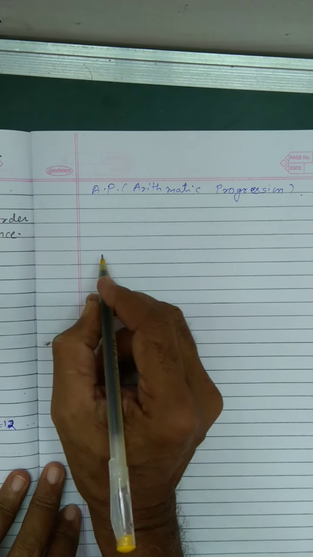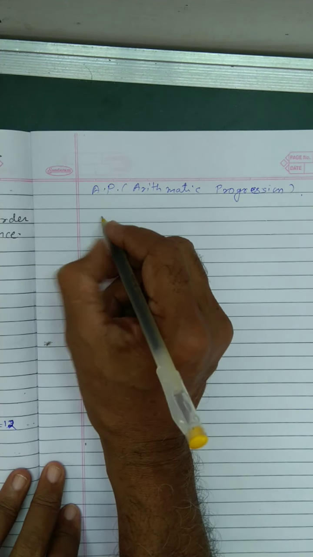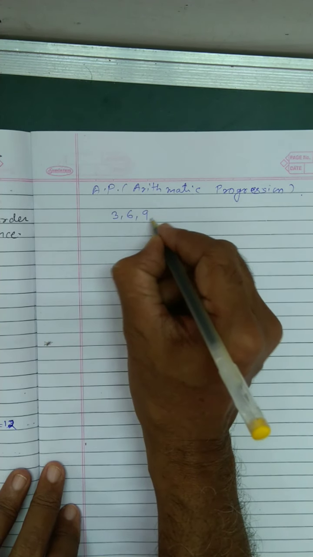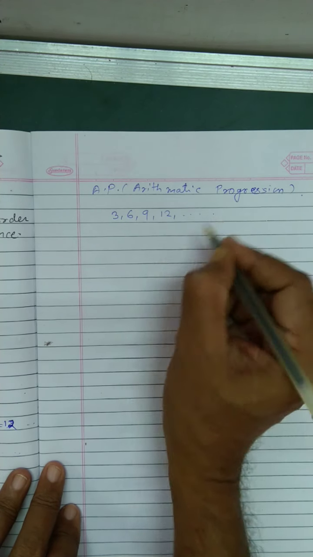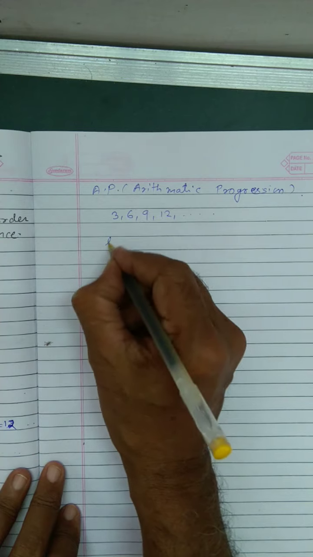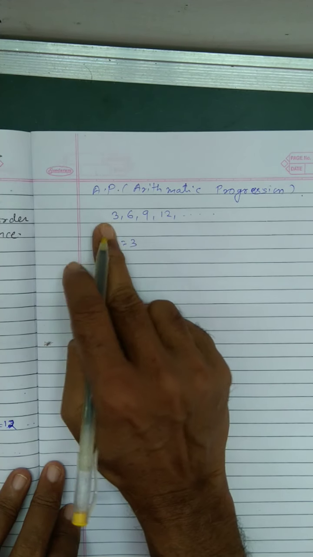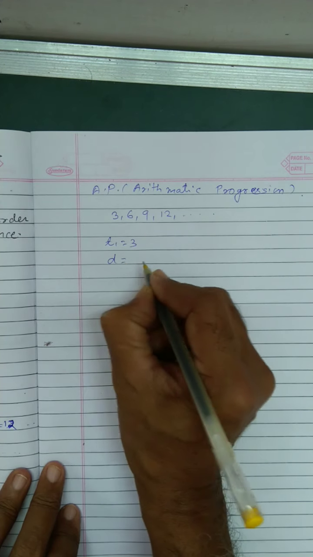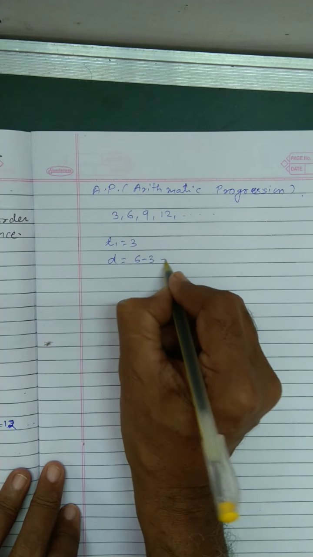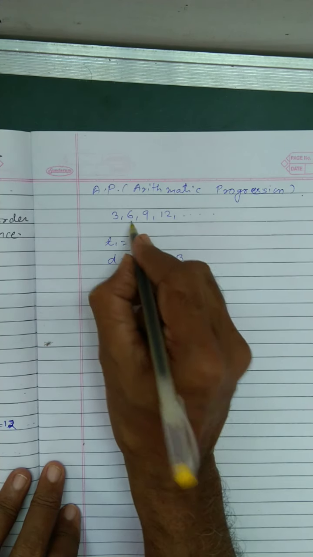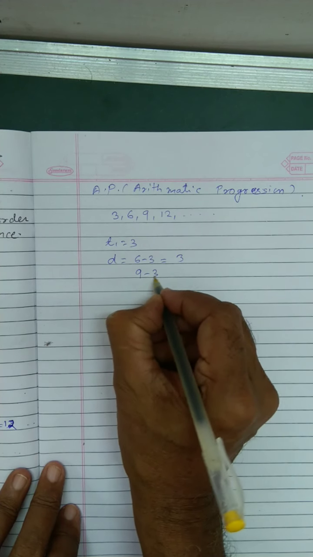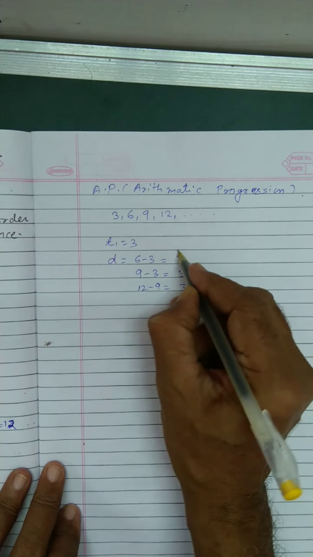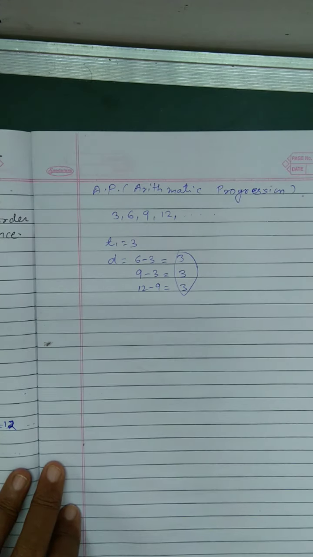Arithmetic progressions, AP. We take the example 3, 6, 9, 12 and so on. Here the first term T1 is 3 and the difference between two terms is called D, difference D is the same, that is 6 minus 3 is 3. Here 9 minus 6 is also 3, 12 minus 9 is also 3, hence the difference is the same, then it is called arithmetic progression.